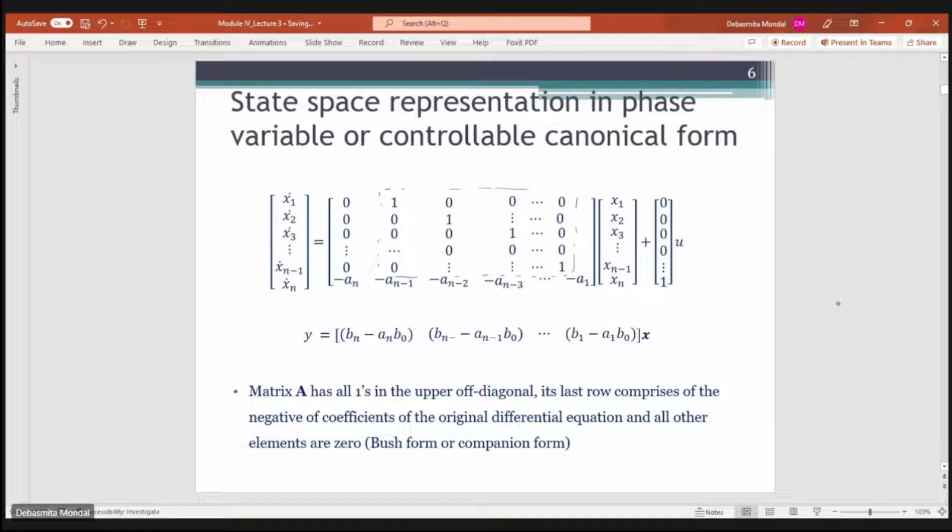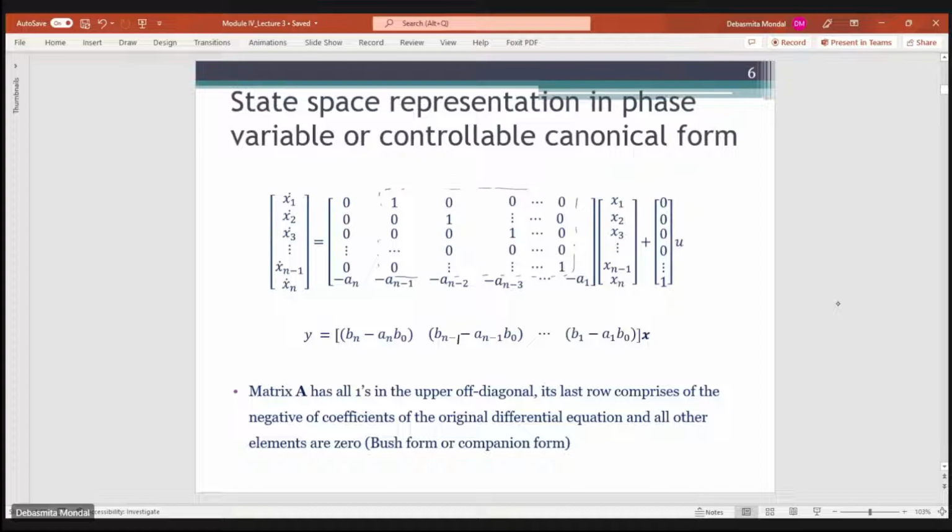So this form of representation is known as the phase variable or controllable canonical form of representation of the state space model. Okay, and in this case, the value of y will be given by the matrix C, where the first term will be bn minus an minus b0. We will not go into the proof of how from the given differential equation we can derive this form. It's just for your information that this expression is known as the representation in phase variable or controllable canonical form.